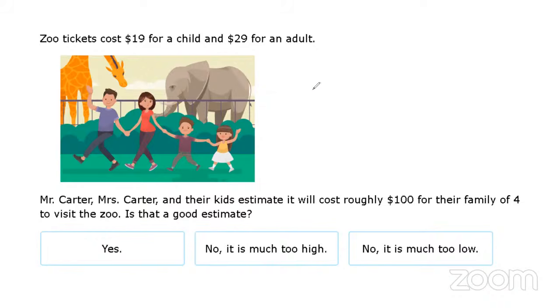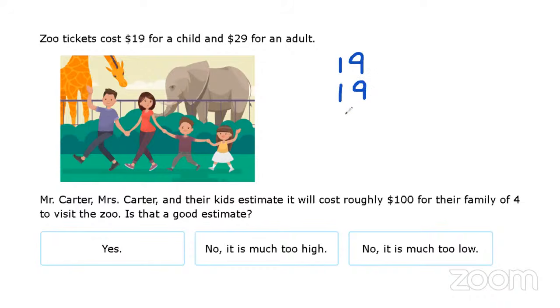Now, if they estimate that it will cost about $100 for the four of them to visit the zoo, let's see if it's a good estimate. So $19 for one child, $19 for the next child. It's four of them.